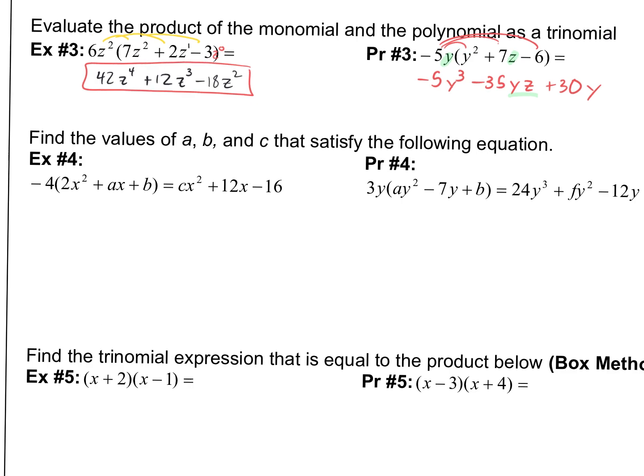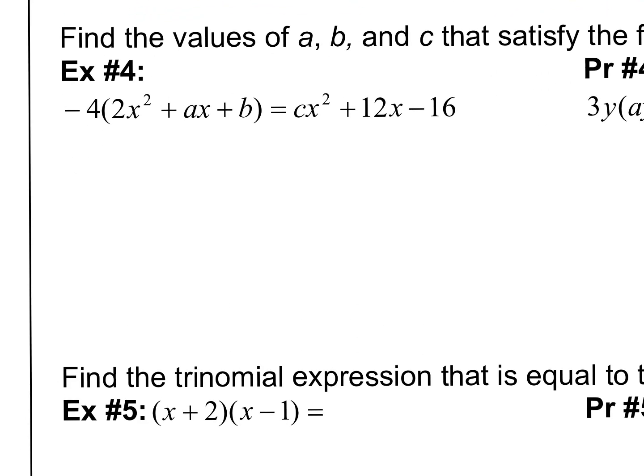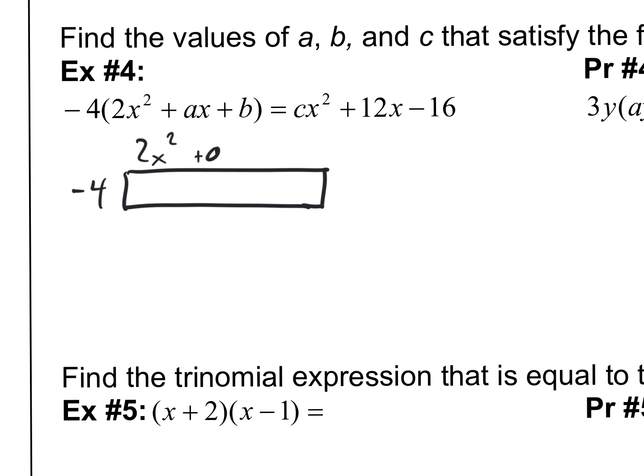Find the values of a, b, and c that satisfy the following equation. Okay, so for this one I want to show you a way we could set this up, and it kind of segues into the next thing. I want to teach you something called the box method. Anytime you're multiplying, you can use a box method. So I want to show you what that could look like here. I'm going to put the -4 out on the side, and I'm going to make a long box. And I'll put 2x squared plus a to the x plus b here.